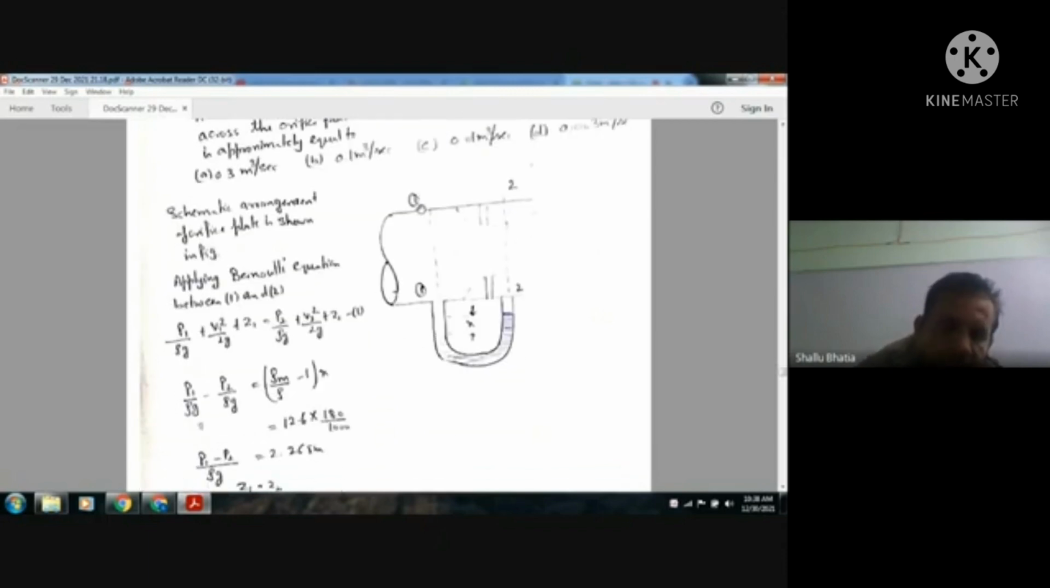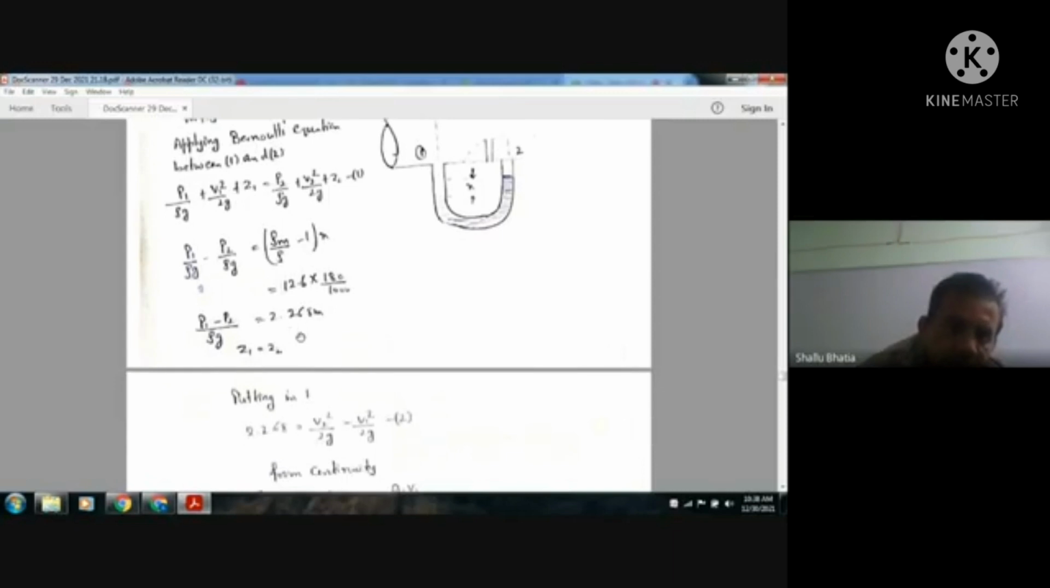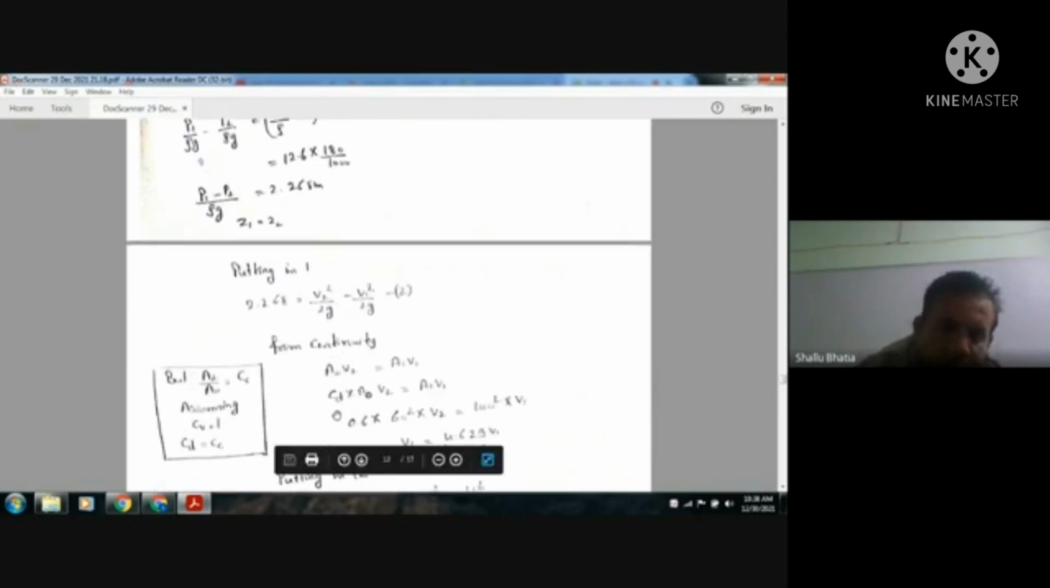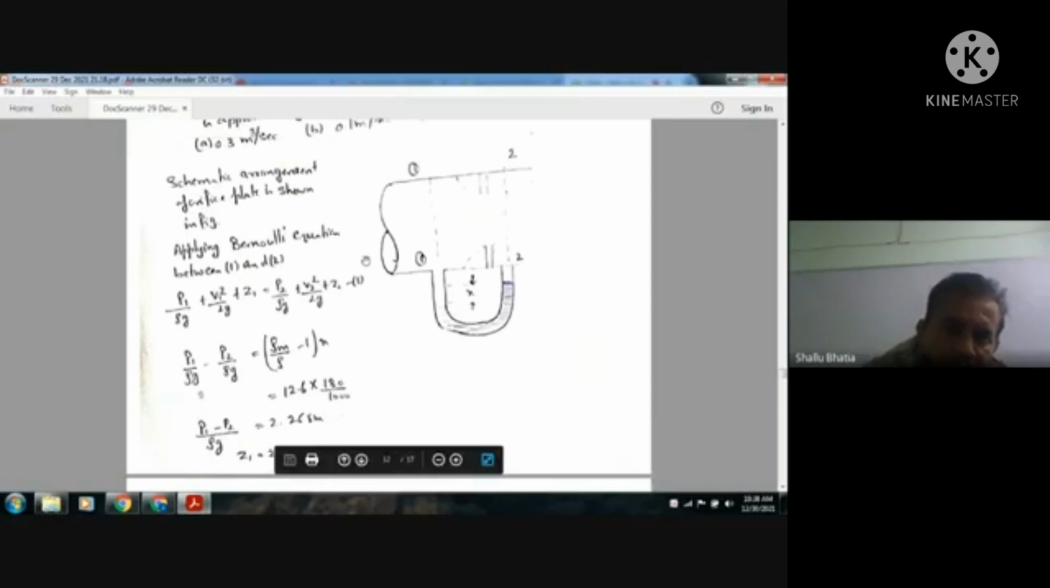So rho m is 13.6. Oh, sorry, 13.6, so it will be 12.6. Okay. So putting this value, we can get this change in velocity, v2 square by 2g minus v1 square by 2g. Okay, so applying the continuity equation here, a1 v1 is equal to a2 v2.